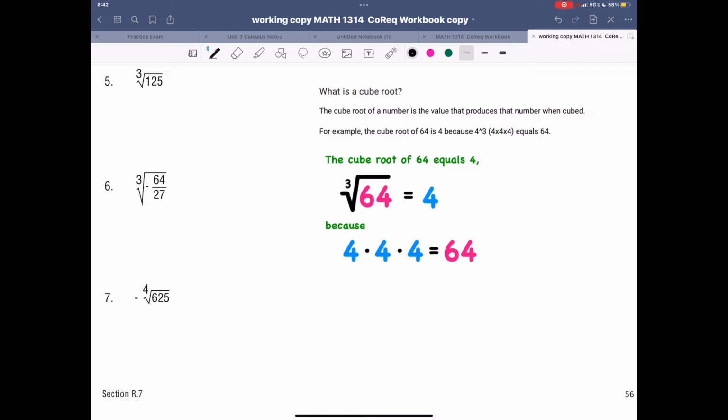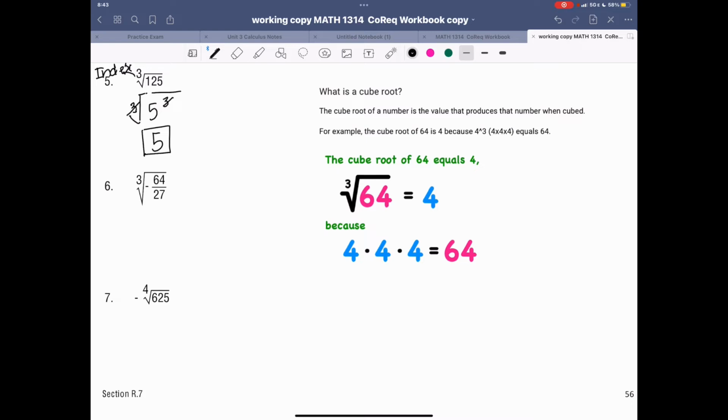Okay, so for number 5, we're taking the cube root. The cube root is indicated by the index. Remember, the index is the same thing as the power. So if you take the cube root of 125, it's like saying 5 to the third and then taking the cube root of that. The index and the power are going to cancel, so you're left with whatever is underneath the radical, and the answer is 5.